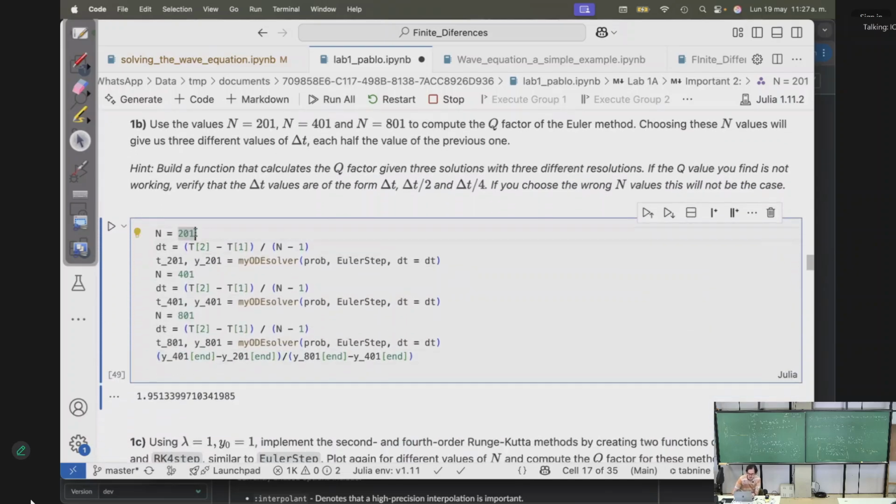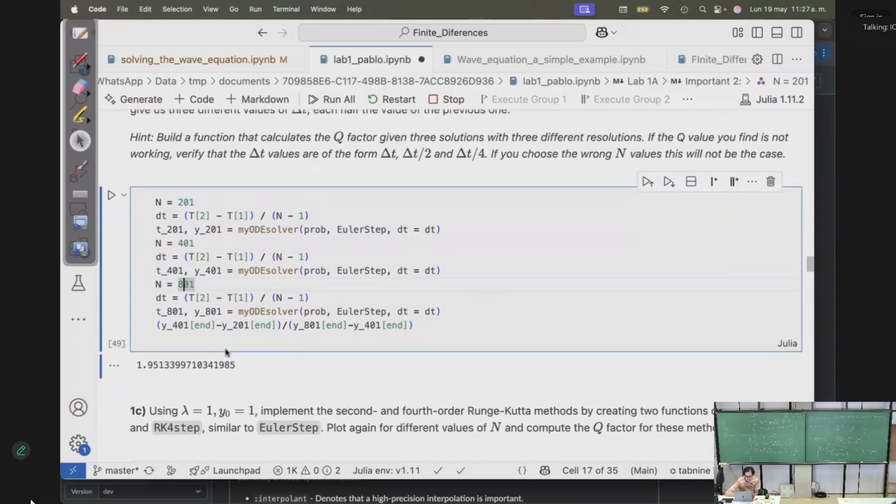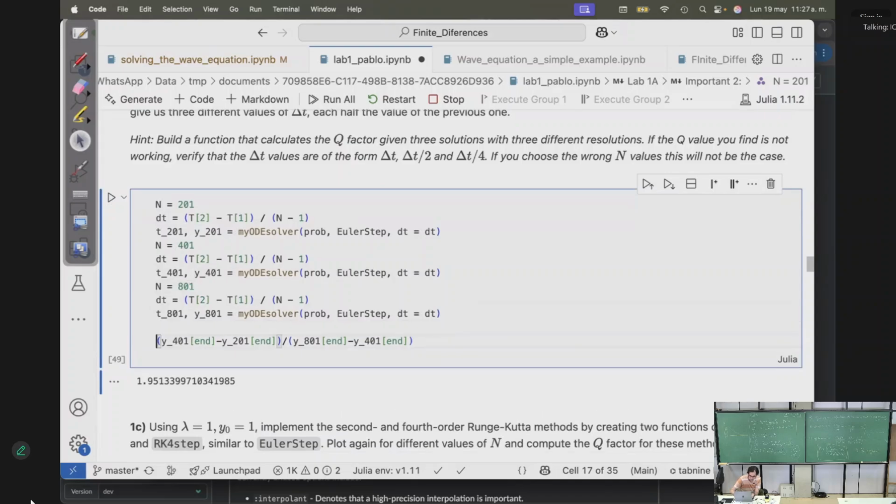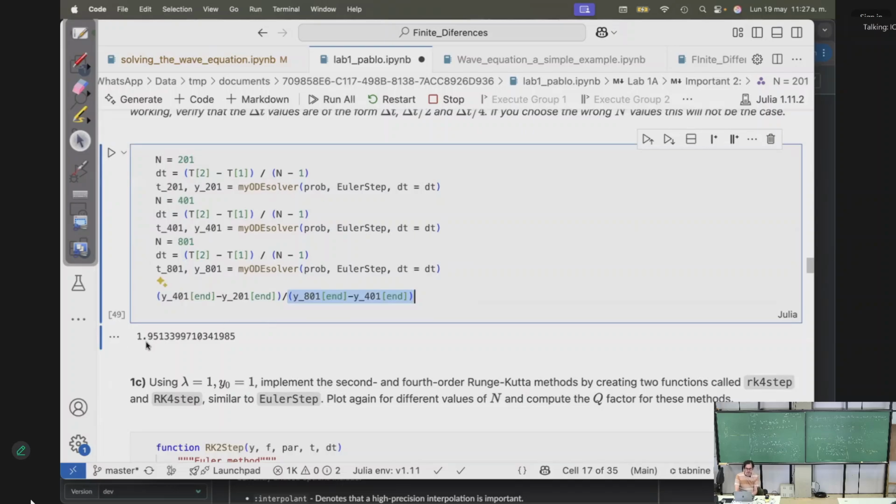So this is what we are expecting to see. We take n equals 201, 401, and 801, and this will give us different values of delta t, and this part here is where we calculate the Q, right? So we subtract the solution with the low resolution, and we divide by the solution with the high resolution, right? With this difference here, and this gives us a Q factor of 1.951339997.